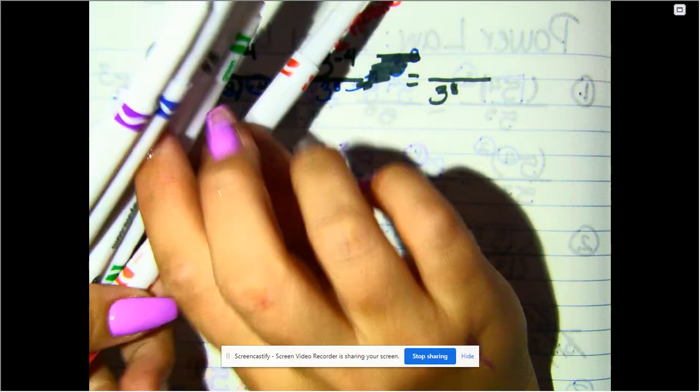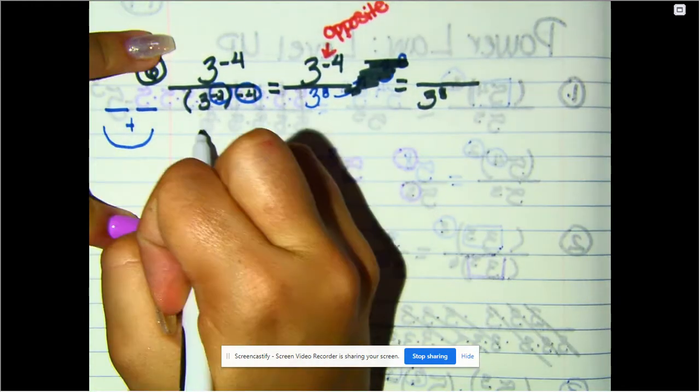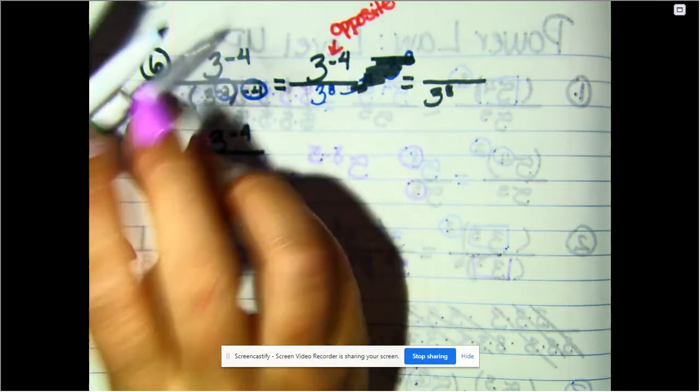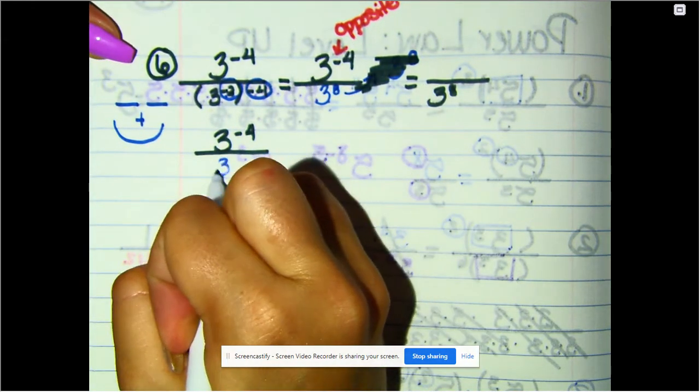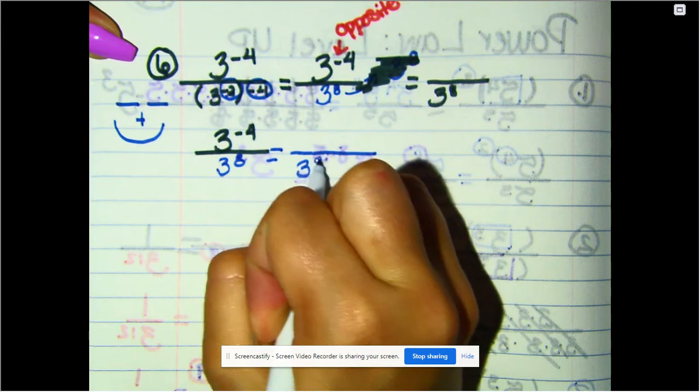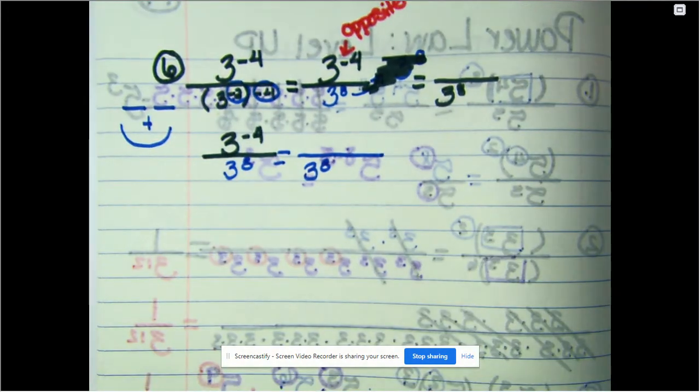And let me just rewrite this so it's neater. Okay. So we have 3 to the negative 4th divided by 3 to the 8th power. Okay, that guy is going to stay because we're dividing by a positive number. That is okay. You can divide by a positive exponent. I don't know what I was thinking.